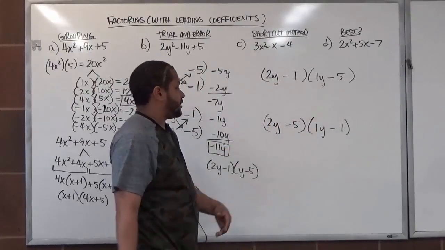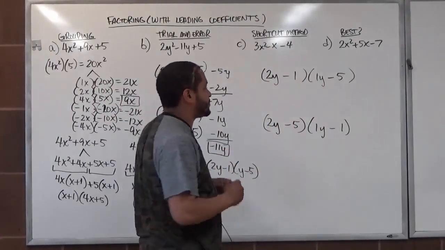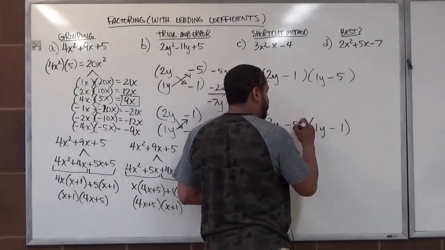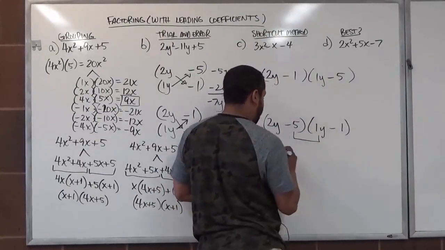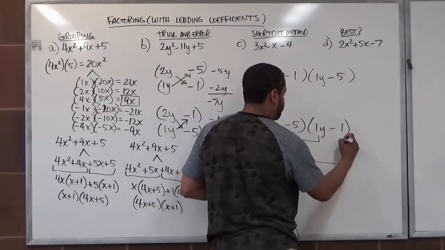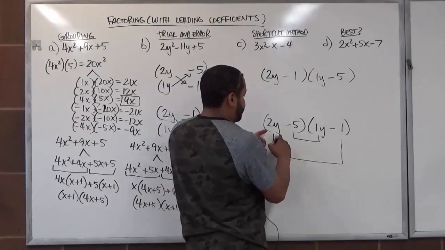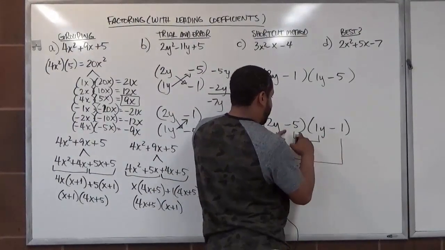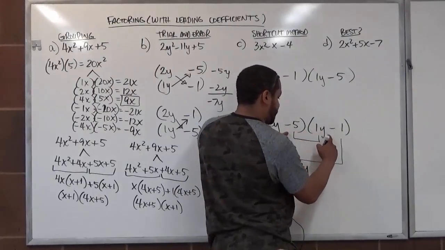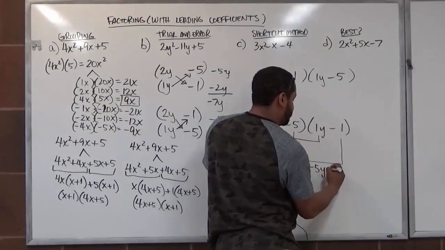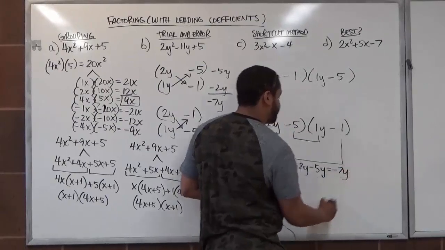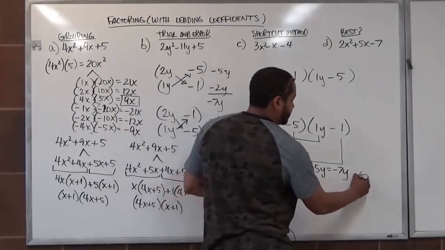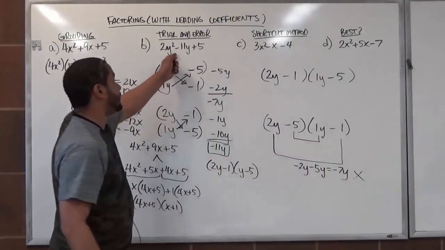So let's start with the bottom one here first, just to check the middle terms. And remember, the middle terms are the product of these two and the product of these two in sum. And so when we have 2y's times negative 1, we get negative 2y's. And negative 5 times 1y is also negative 5y's, which gives us a sum of negative 7y's for the middle term. And we know this isn't the middle term because the middle term is negative 11y's.